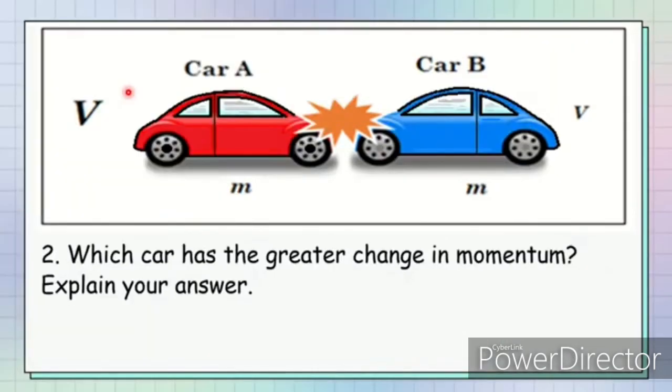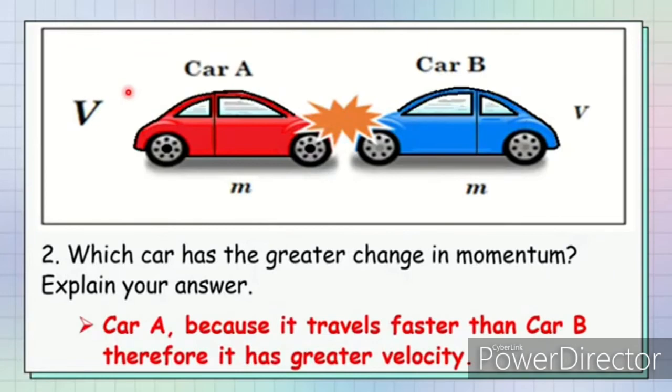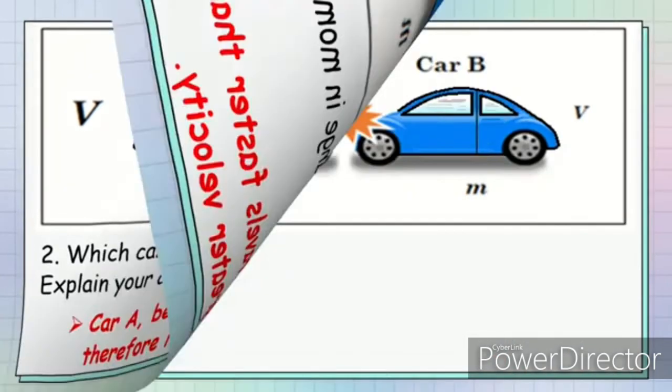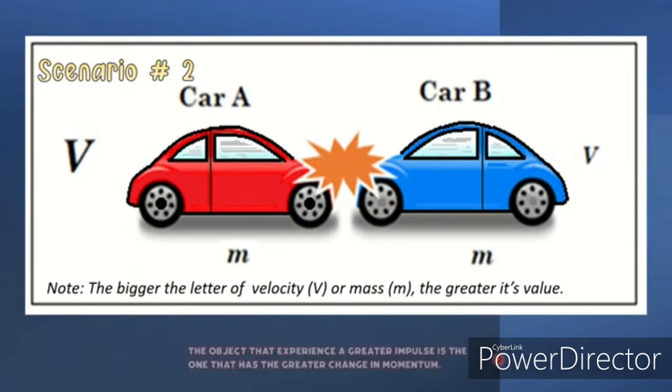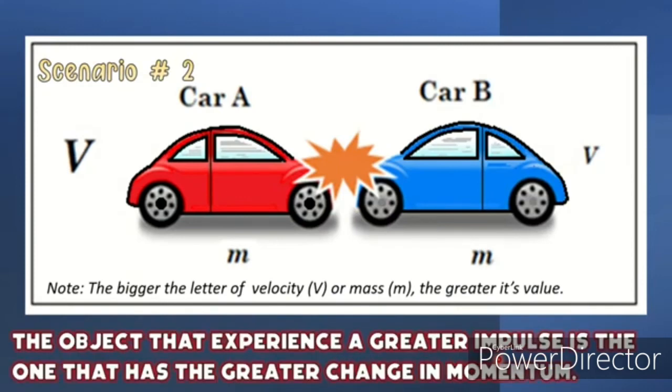Next, which car has the greater change in momentum? Explain your answer. The answer? Car A, because it travels faster than car B. Therefore, it has greater velocity. Remember class, greater velocity means greater change in momentum. Next question. Which car has the greater impulse? The answer is car A because it has greater change in momentum. In other words, the object that experiences a greater impulse is the one that has the greater change in momentum. And that ends our lesson about impulse and momentum.